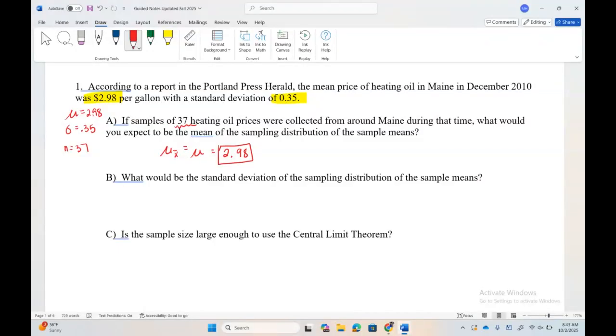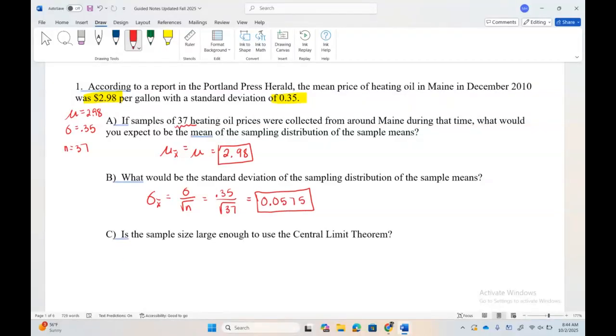What would be the standard deviation of the sampling distribution? Now we're looking for this, and our formula above said take your population standard deviation and divide by the square root of n. So we're going to take 0.35 and divide by the square root of 37. These standard deviations are typically pretty small. For this one, we get 0.0575.